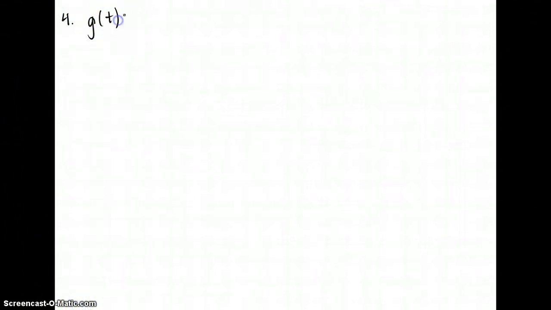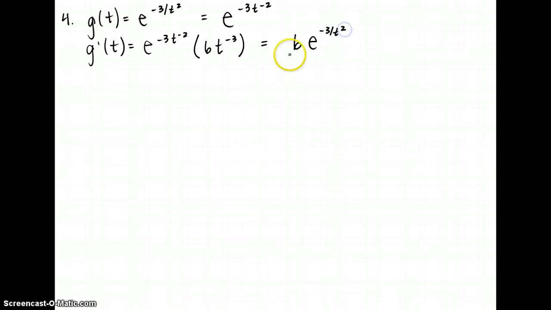Alright, g of t equals e to the negative 3 divided by t squared. So I'm going to rewrite this first to be negative 3 t to the negative second power. So I'll write my exponent as a power, so we can use our power rule. G prime of t is itself times the derivative of the exponent. So using the power rule, positive 6 t to the negative third power, and now just making all my exponents positive. So I have 6e to the negative 3 over t squared divided by t cubed. And that's a 6, not a b.